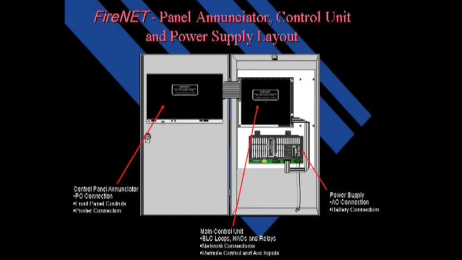On the control panel annunciator is the PC connection, the printer connection, the panel controls. It's where the microprocessor and the RAM are stored. All of the intelligence is on the control panel annunciator.